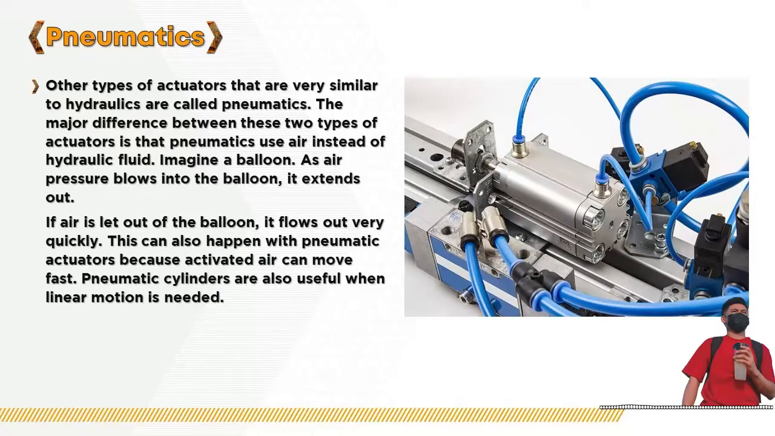So the second example is pneumatics. Another type of actuator that is very similar to hydraulics is called pneumatics. The major difference between these two types of actuators is that pneumatics use air instead of hydraulic fluid. Imagine a balloon. As air is blown into the balloon, it extends out. If air is let out of the balloon, it flows out very quickly. This can also happen with pneumatic actuators because pressurized air can move fast. Pneumatic cylinders are also useful when linear motion is needed.